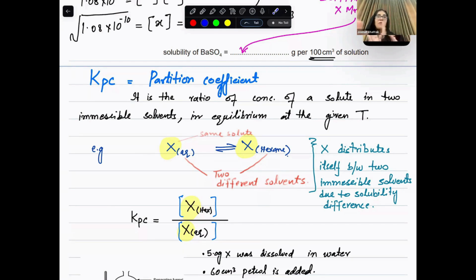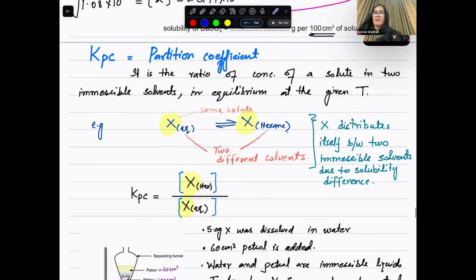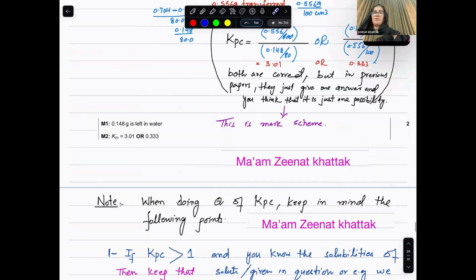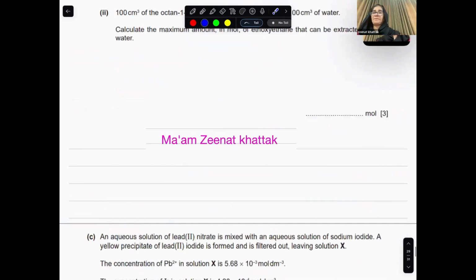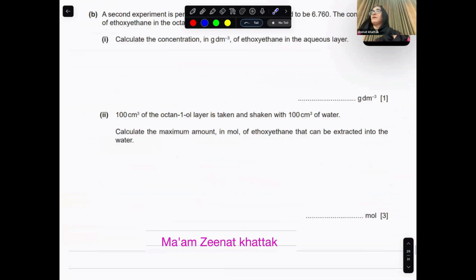The solute distributes itself between two solvents, and an equilibrium is reached. And we apply the equilibrium law. So KPC is the partitioning, the distribution of a solute. So we take the ratio, because it is an equilibrium. KPC is the ratio of the concentration of a solute. You can see on the screen. It is the ratio of the concentration of a solute in immiscible solvents at equilibrium. I'm going to explain this with the same PDF, and I will use both, the notes as well as the explanation.